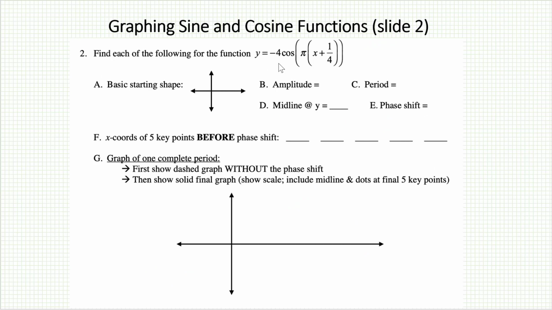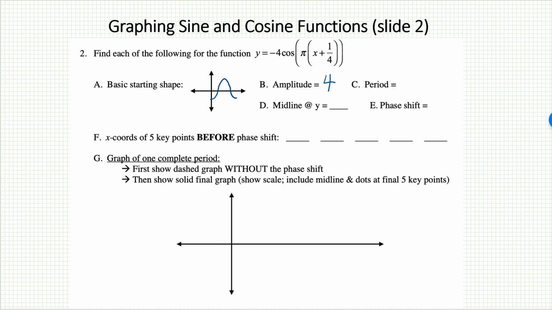This time we have y equals -4 cosine of pi parentheses x plus 1/4. Looks like this time we're going to have to deal with a phase shift. Let's write down our information. We've clearly got a reflected cosine, so that would be this shape, which we like to call the ghost. The amplitude, I can see the A is -4. The negative was for the reflection, so the amplitude is the 4.